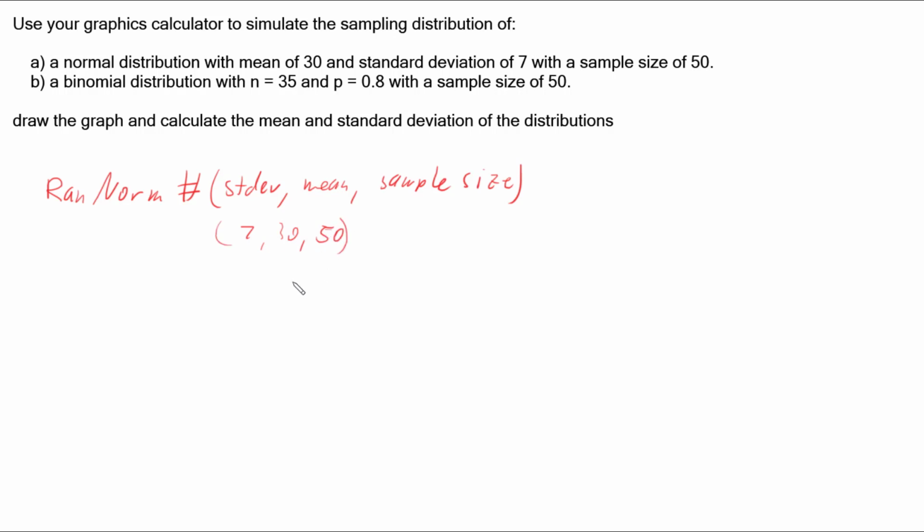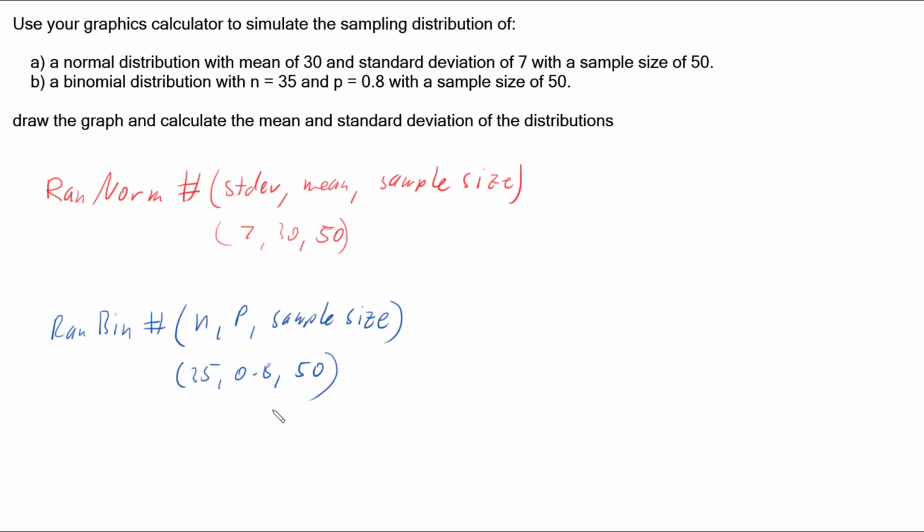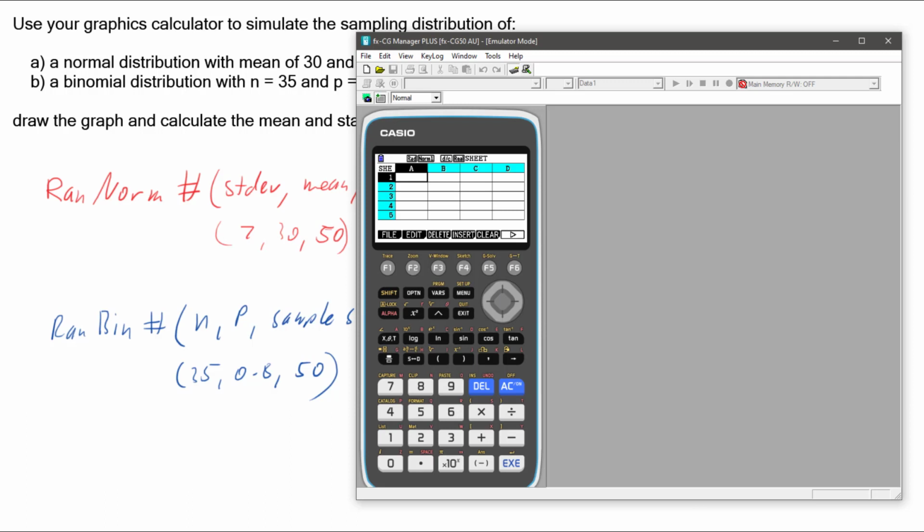For the binomial distribution, the CASIOs have a RanBin function, which takes n, p, and the sample size. So it takes number of trials, probability of success, and sample size. So we would put in 35, 0.8 and 50 when we put it into our calculator. So let's go and do these now. If we bring up our calculator, we've got our two functions here that we're going to put in.